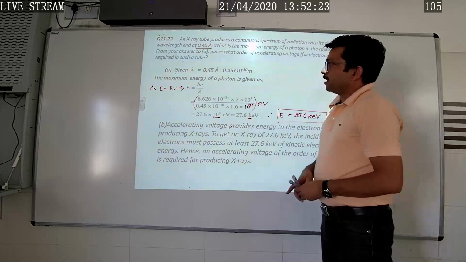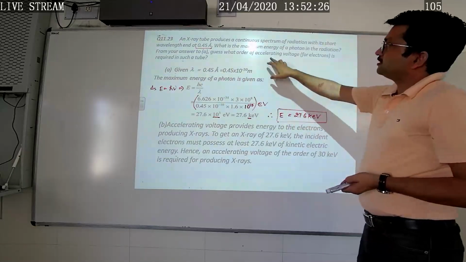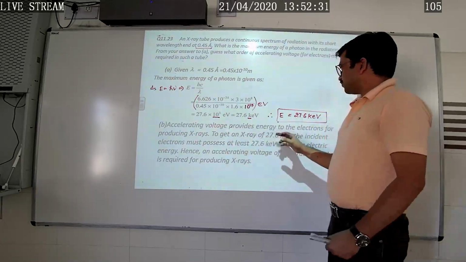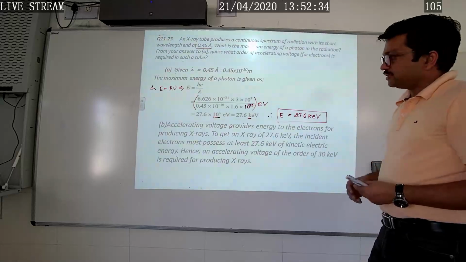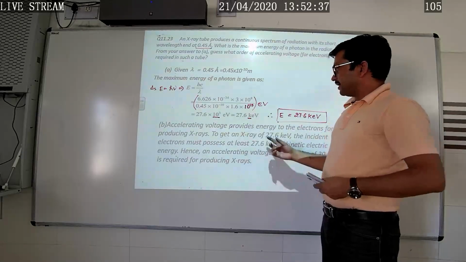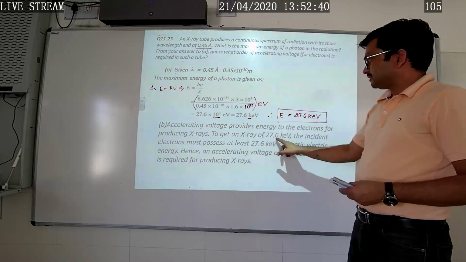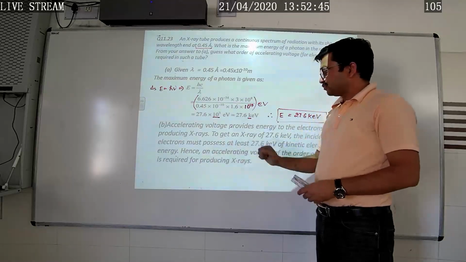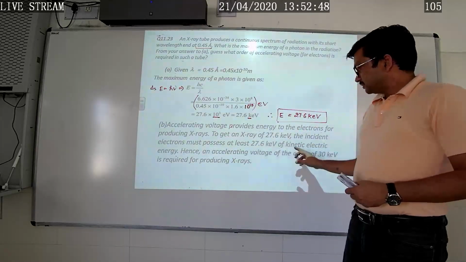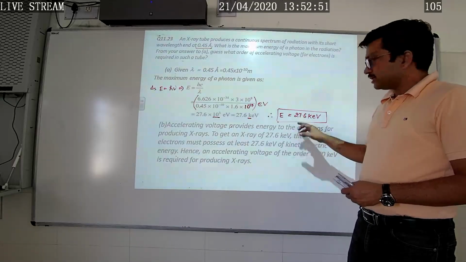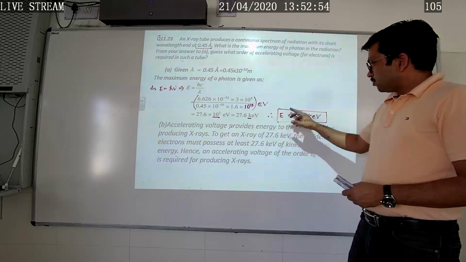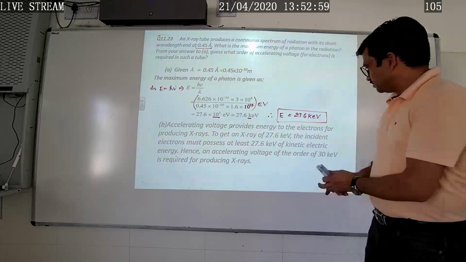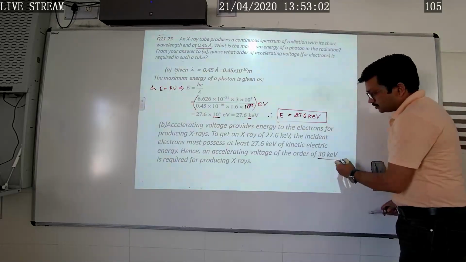Okay. In part b, he is asking, from your answer, guess what should be the order of accelerating voltage. So here, the accelerating voltage is providing the energy to the electrons for producing the X-rays. So to get an X-ray of 27.6 kilo electron volt, we can say that the incident electrons must possess at least this much kinetic energy, and if we round off this energy, then the order of energy should be 30 kilo electron volt. So in this way we can answer this question.